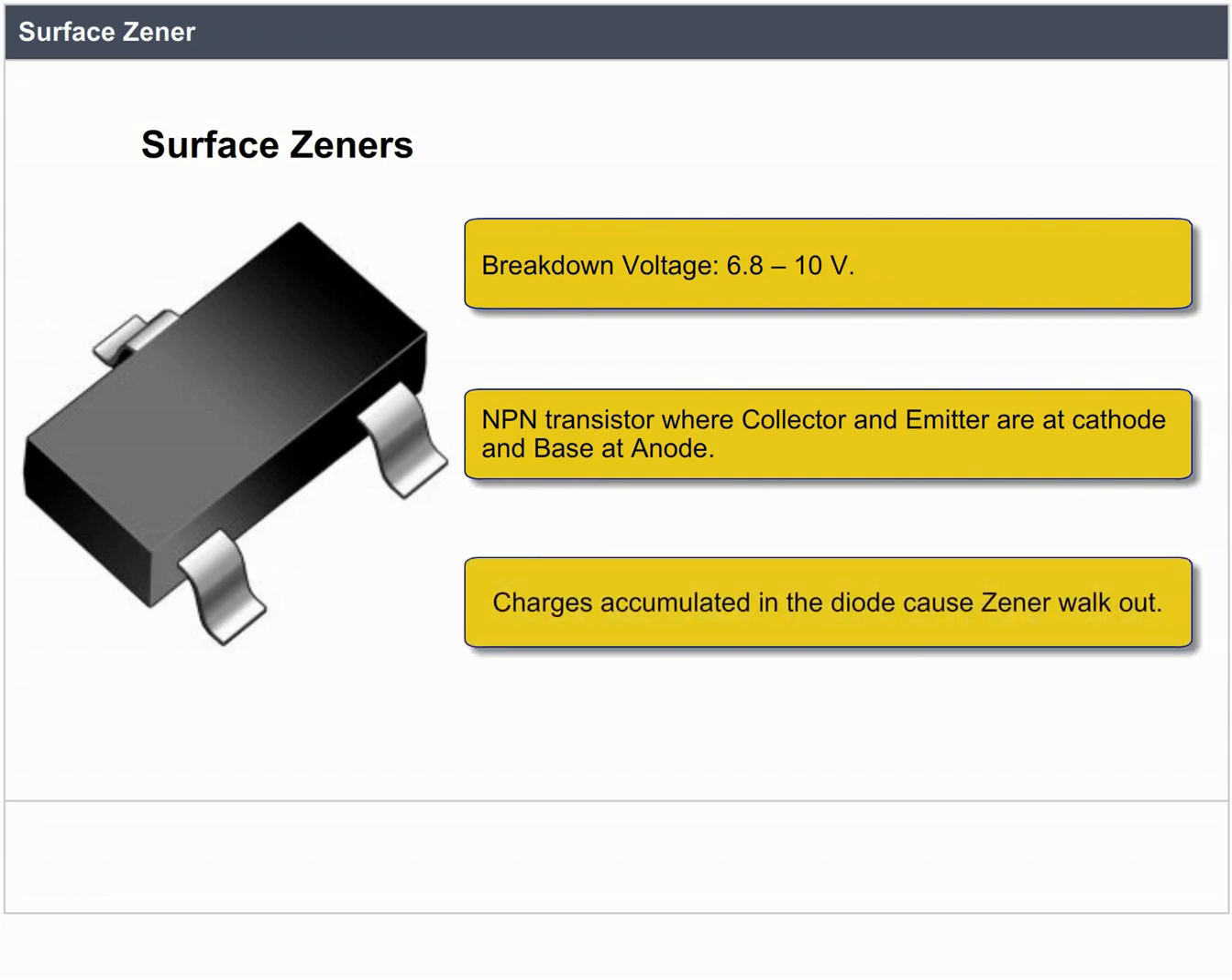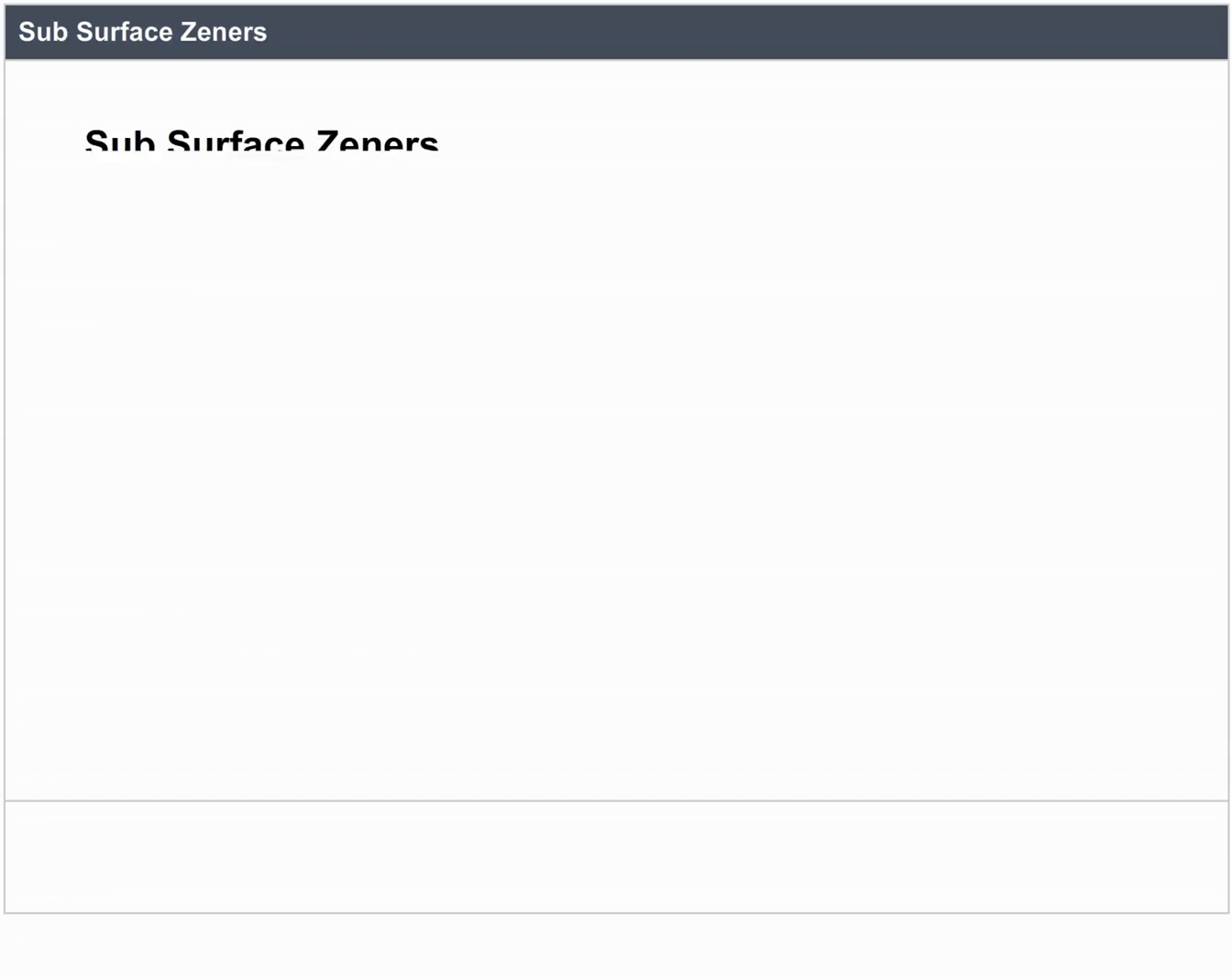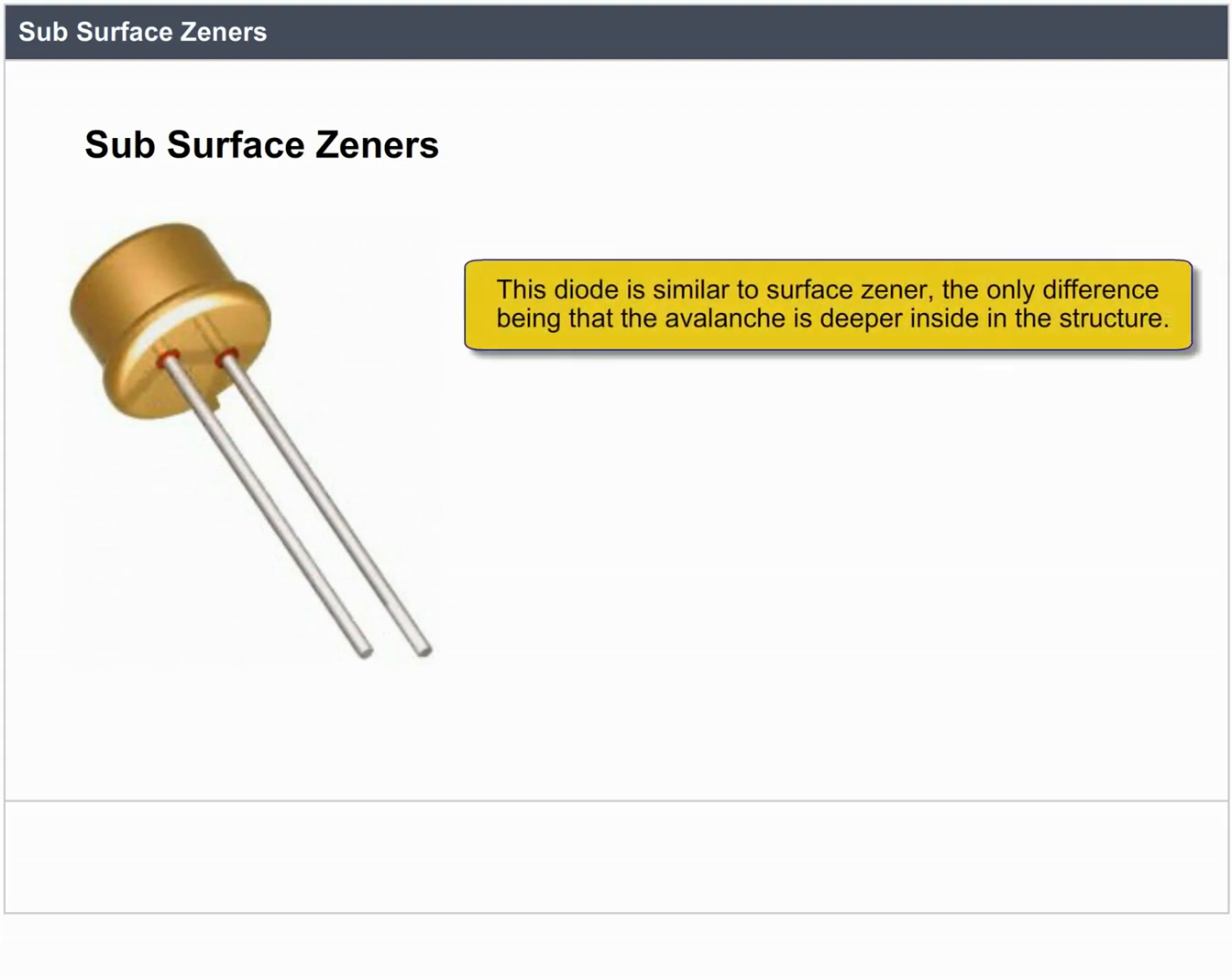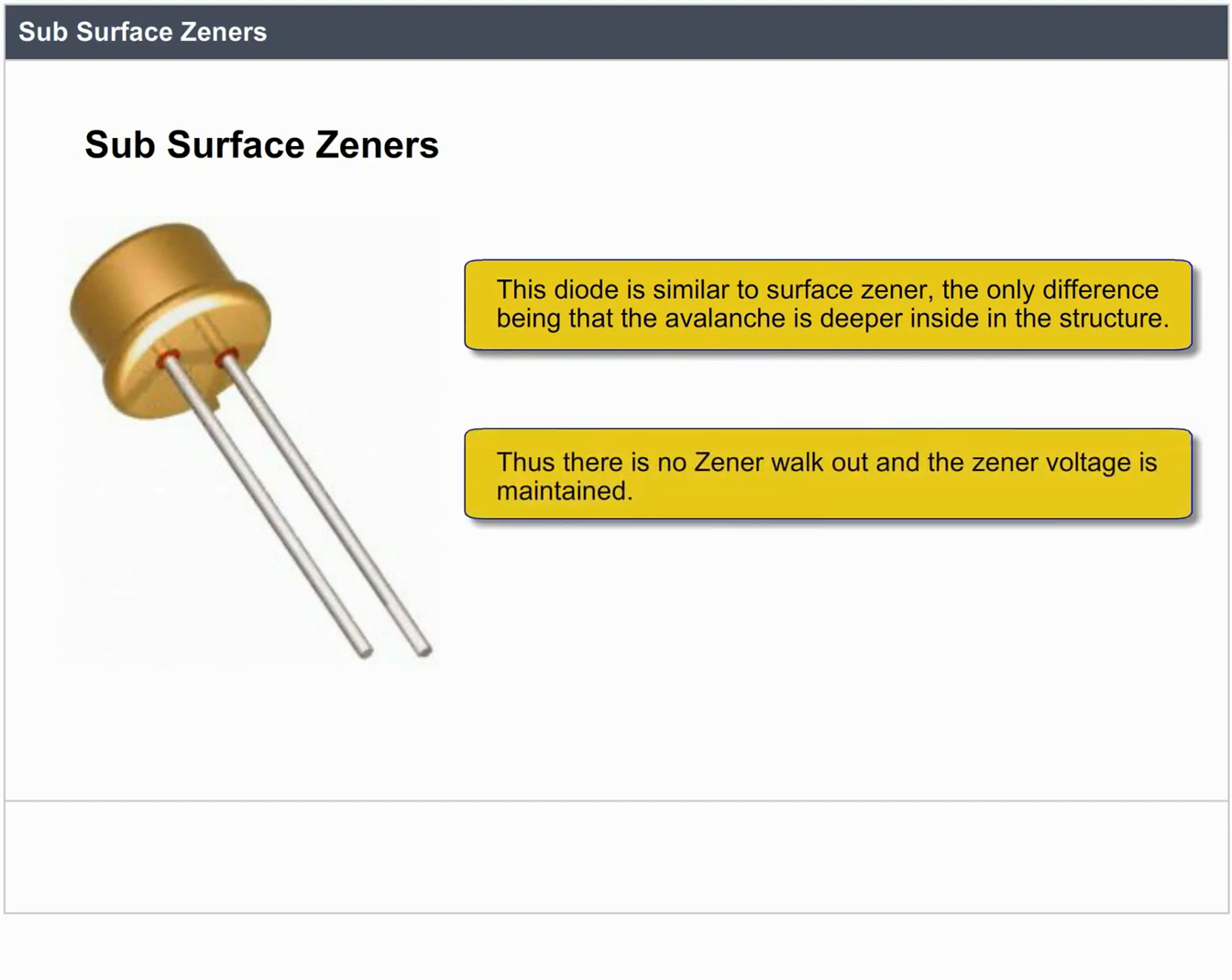Subsurface Zeners. This diode is similar to surface Zener, the only difference being that the avalanche is deeper inside the structure. Thus, there is no Zener walkout and the Zener voltage is maintained.